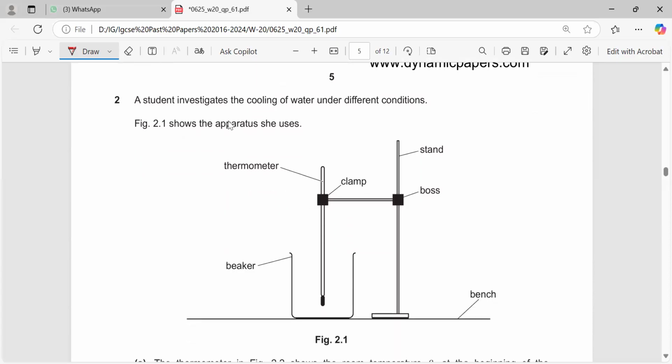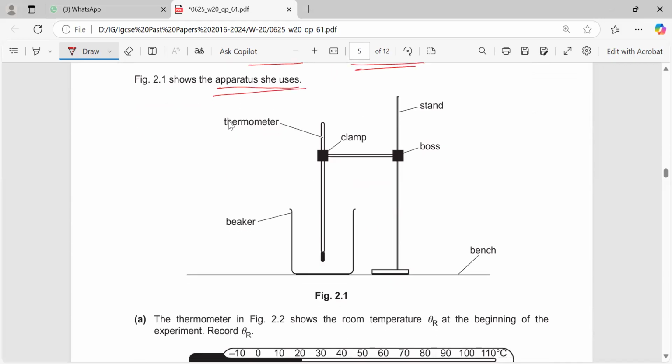So a student investigates the cooling of water under different conditions. Figure 2.1 shows the apparatus she uses. In the apparatus, there is a beaker. Of course, there will be hot water inside, a clamp holding the thermometer vertically such that the bulb of the thermometer is dipped into the water and it's not touching any side of the beaker or the bottom of the beaker. Bench is there, boss is there, stand is there.